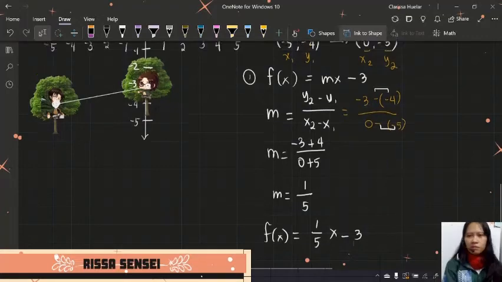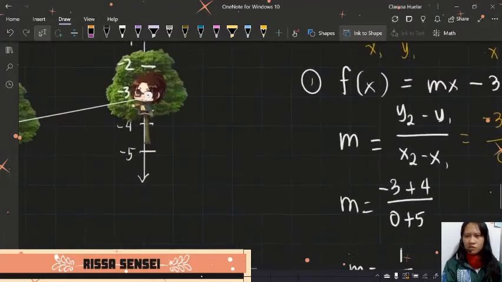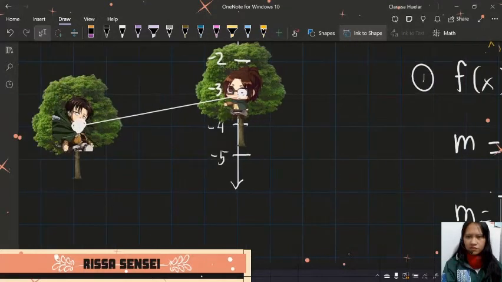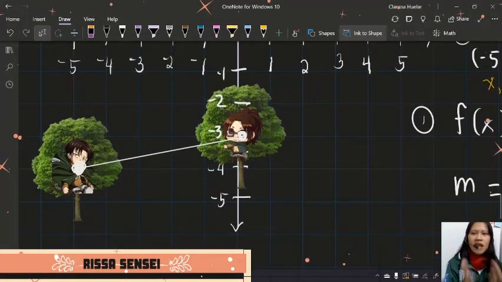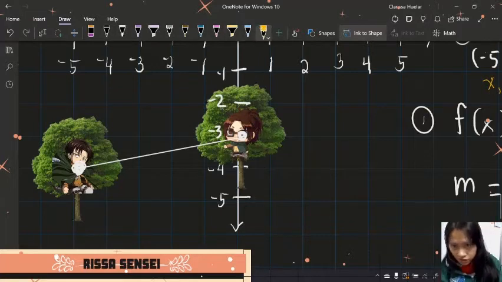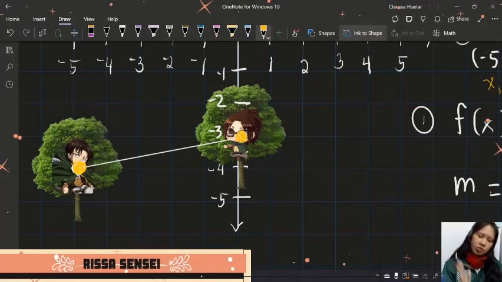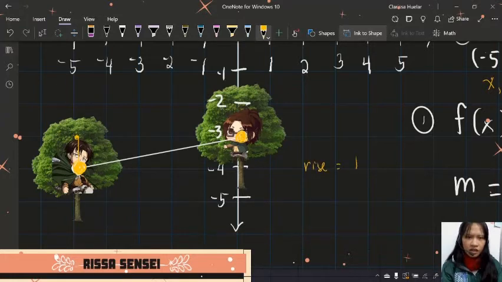find the slope. What we'll do is zoom in. We will count. From Levi, going to Hanji, we count the units going up and the units going to the right to get to Hanji. So, that's 1 unit above, aligned with it. That's 1 unit, meaning our rise is 1.